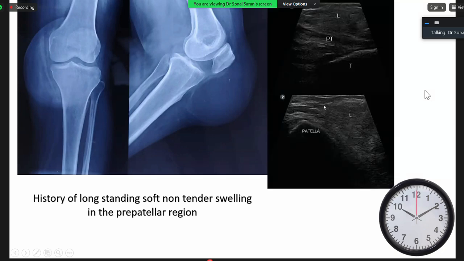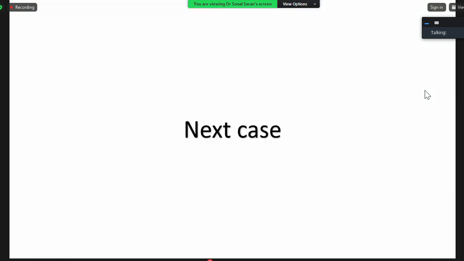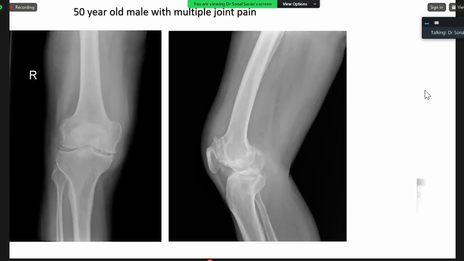This is the ultrasound of the same patient where we can see a hyperechoic lesion in the prepatellar region. So this is a large prepatellar lipoma. Next case, patient with multiple joint pain.